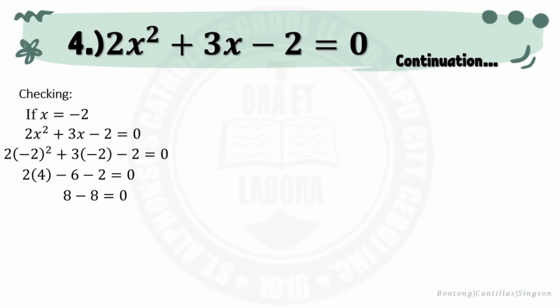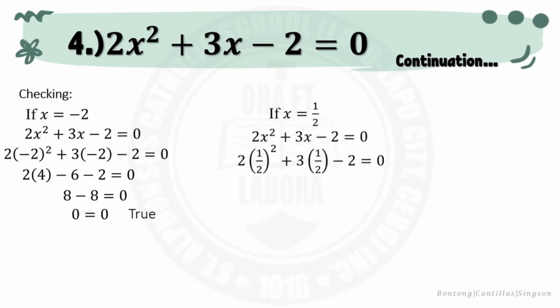Where did we get minus 8? That's negative 6 minus 2. Simplifying that one, that's 8. Next, until you arrive with 0 equals 0. And that is true. On the other side of the equation, we have 1/2 as our value. Write the given. Substitute. Perform the PEMDAS. So exponents first before multiplying anything. So 2 times quantity 1/2 squared plus 3 times 1/2 minus 2. So let's do it term by term. 2 times 1/2 squared, you start with exponents, then followed by multiplying by 2.